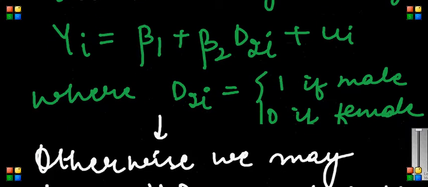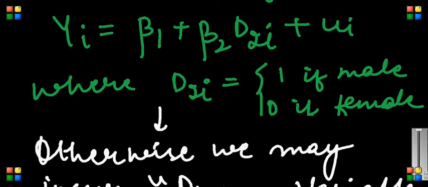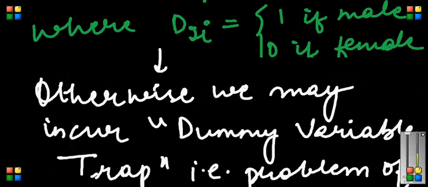For example, here yi is equal to beta 1 plus beta 2 d2i plus ui. So d2i is 1 if male and 0 if female, and you can clearly see that if I have to find out the average salary of females, it would be beta 1. If I have to find out the average salary of males, it would be beta 1 plus beta 2. So one dummy would basically suffice to do the entire thing.